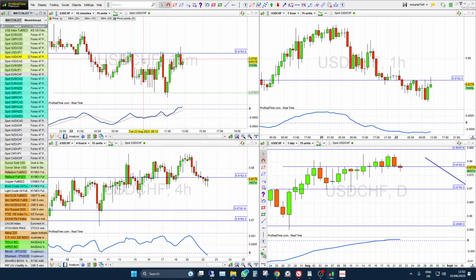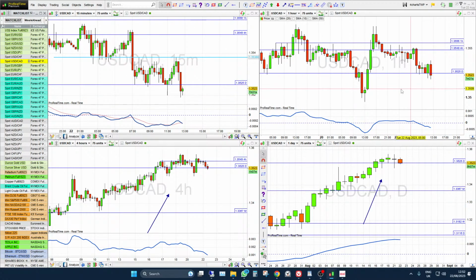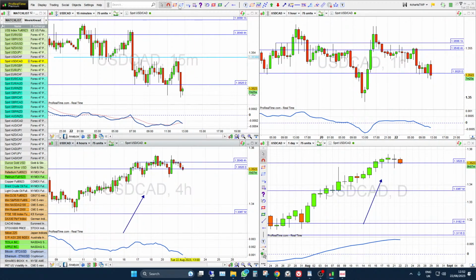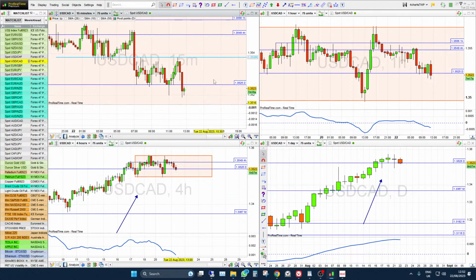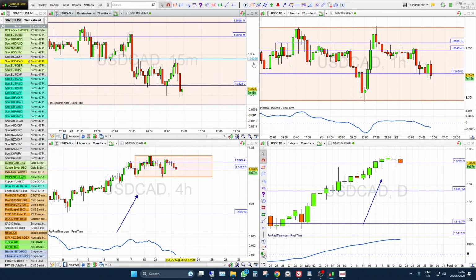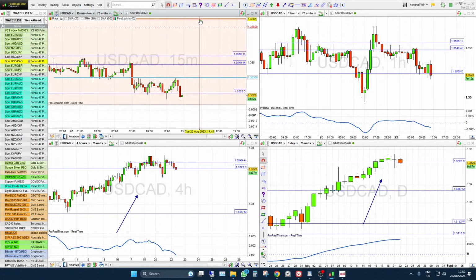Same with dollar Swissy. Battling in this area. Lots of potential weakness, could go lower. Dollar CAD, I quite like because it's breaking through support. It's generally in a downtrend on the 1 hour. It's sort of range bound on the 4 hour over here, and therefore could work its way down to the bottom. So the goal of this would be to look at a potential trade idea that would get us 3-to-1.